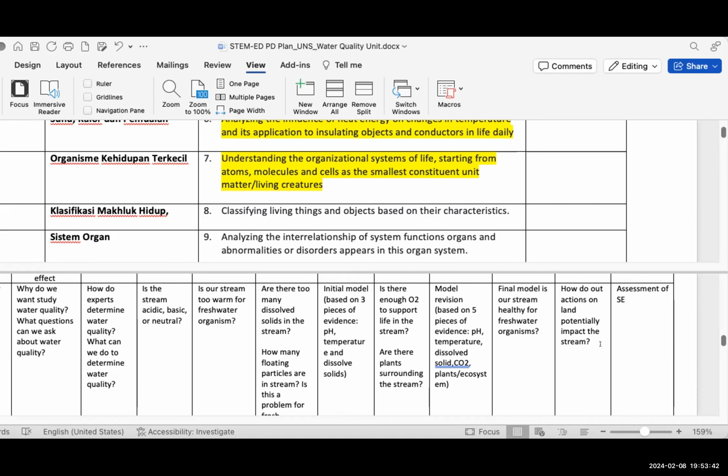So we will take simple pH paper. We also have the pH meter, but I think schools do not have it. So I think we will use the pH paper.